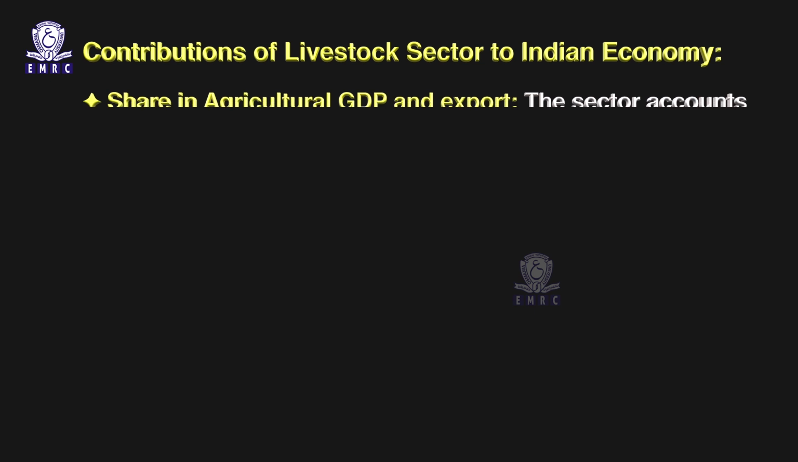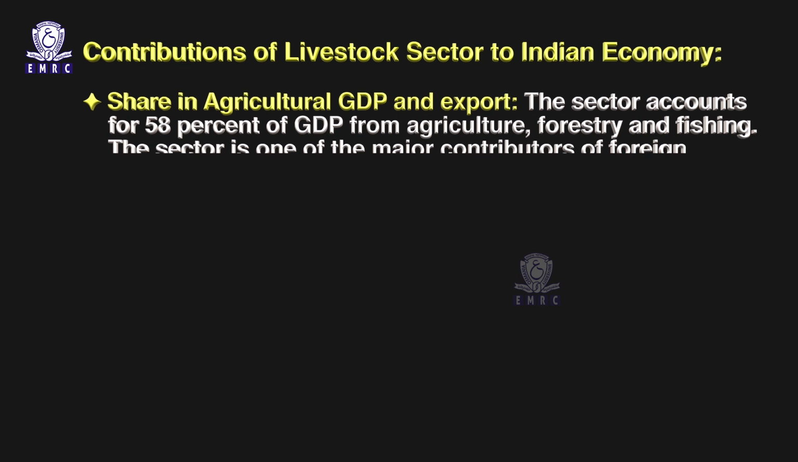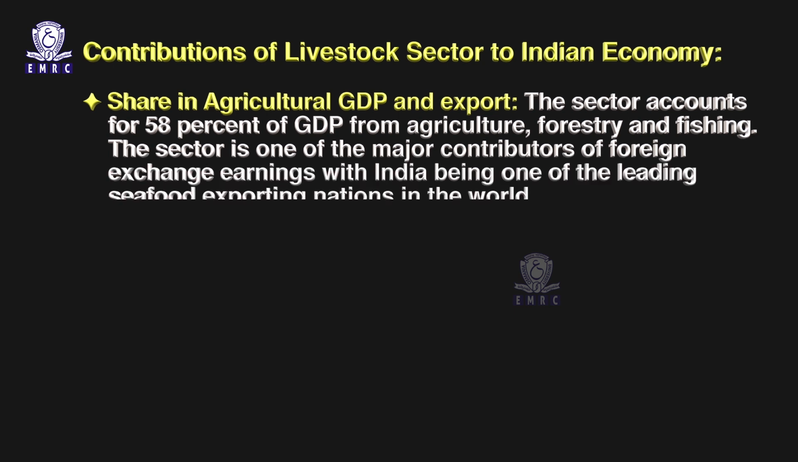Share in the agricultural GDP. The sector accounts for 58% of GDP from agriculture, forestry and fishing. Also, the sector is one of the major contributors of foreign exchange earnings, with India being one of the leading seafood exporting nations in the world.